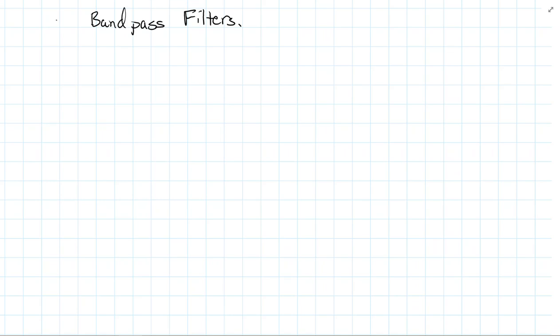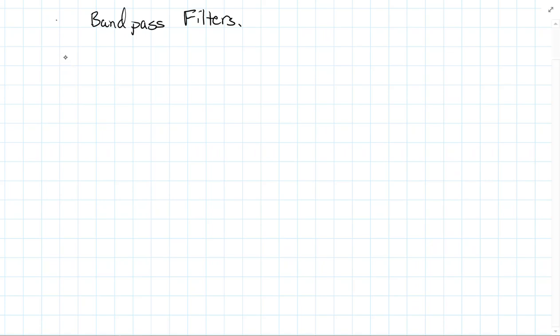Okay, so we're going to begin our discussion on bandpass filters. And before we actually begin our full discussion on bandpass filters, we really need to define some terminology and look at what the actual frequency response for a bandpass filter is.